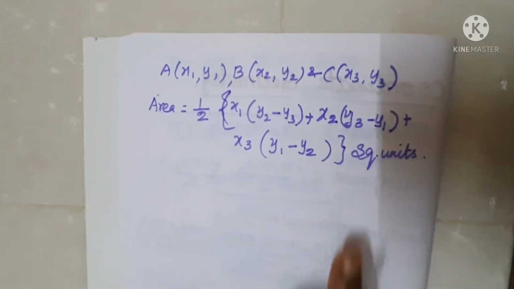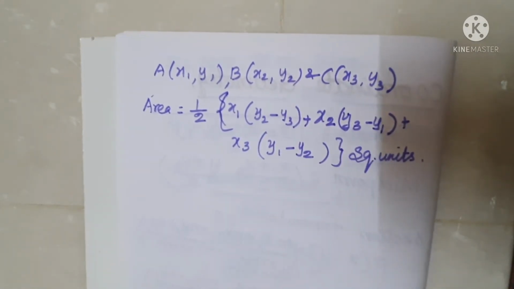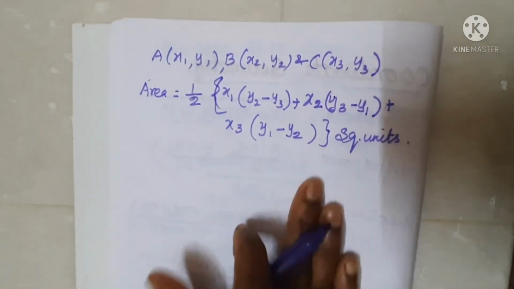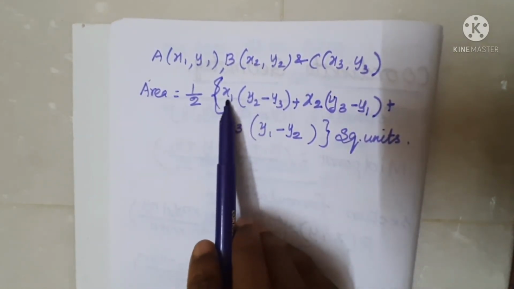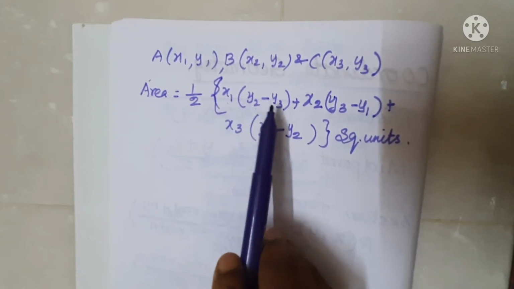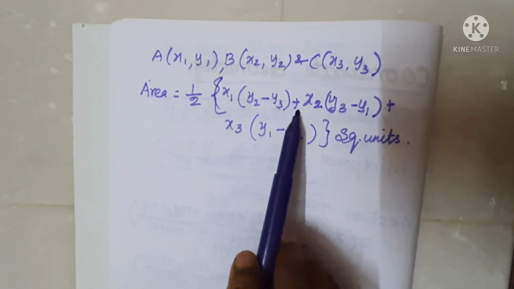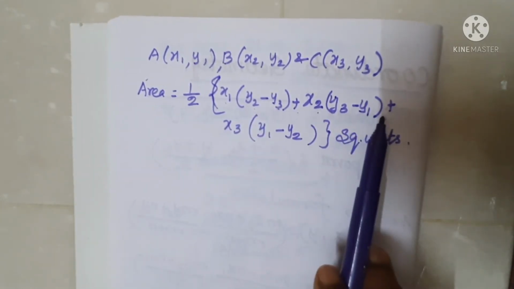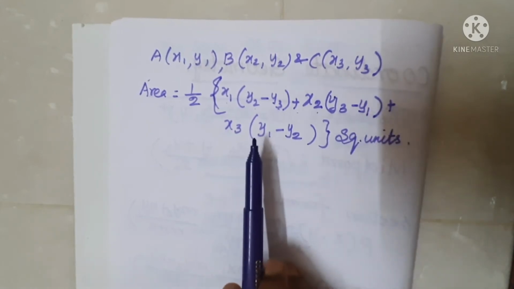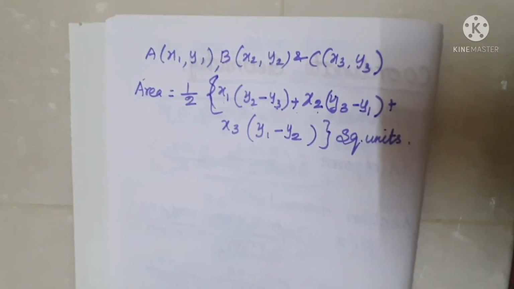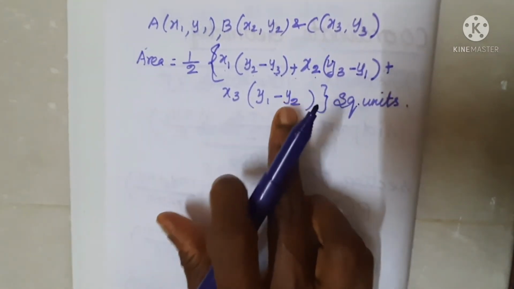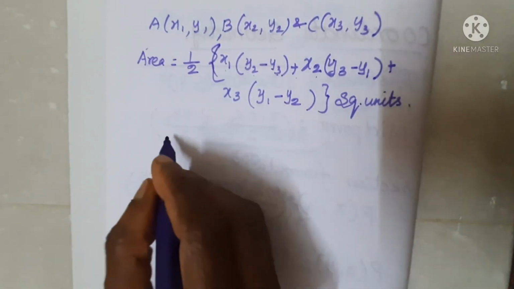We use this formula to find the area of a triangle if 3 vertices are given. But how to remember this formula? You see, x1 into (y2 minus y3) plus x2 into (y3 minus y1) plus x3 into (y1 minus y2). So there is one pictorial representation to remember the formula.